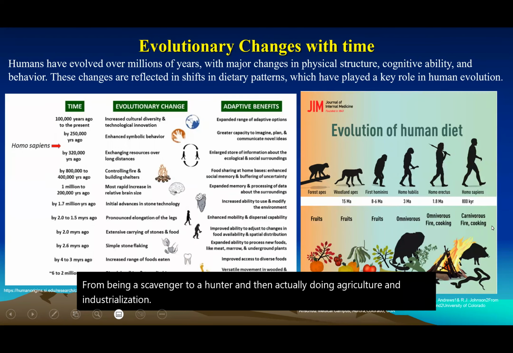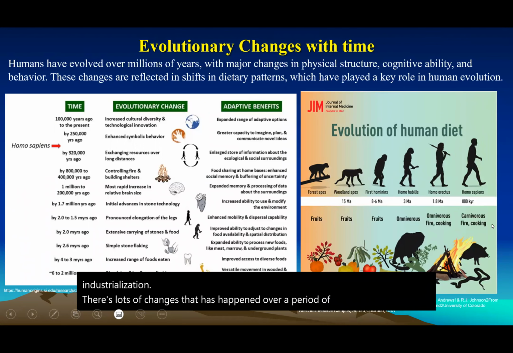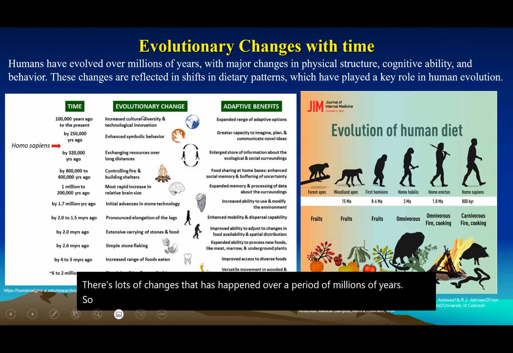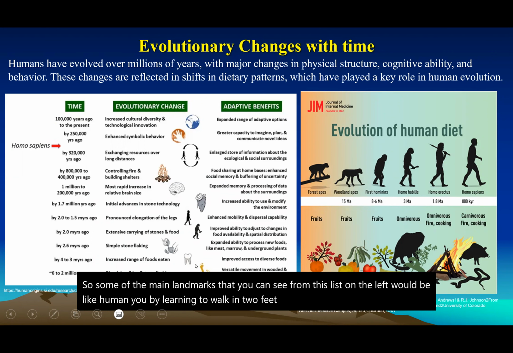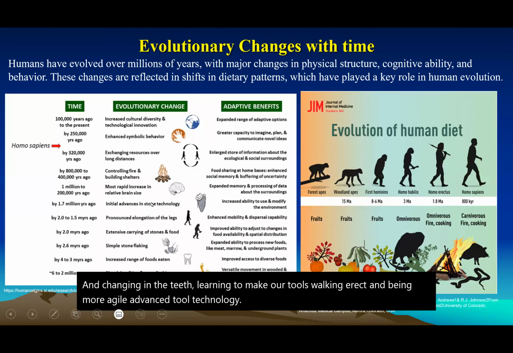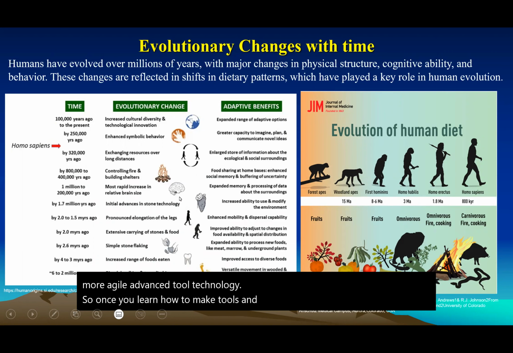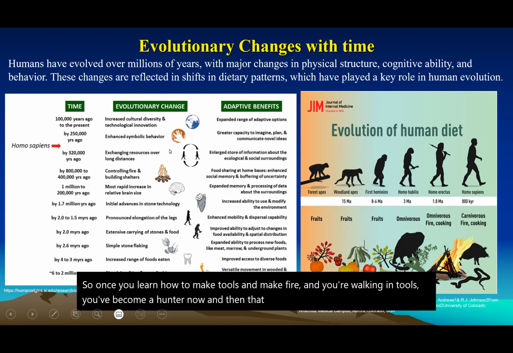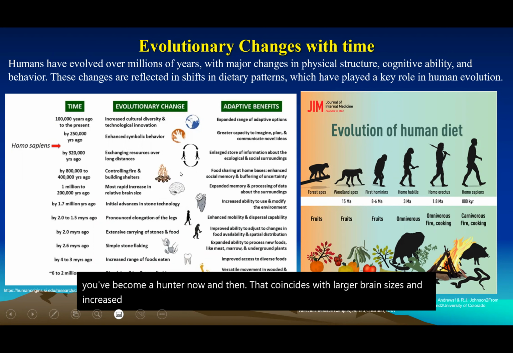There's lots of changes that have happened over a period of millions of years. So some of the main landmarks that you can see from this list on the left would be human, by learning to walk on two feet first, bipedalism, and changing in the teeth, learning to make tools, walking erect and being more agile, advanced tool technology. So once you learn how to make tools and make fire and you're walking, you've become a hunter now. And then that coincides with larger brain sizes and increased cognition and intelligence.